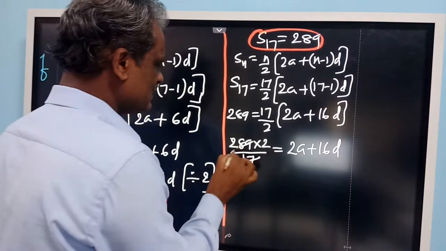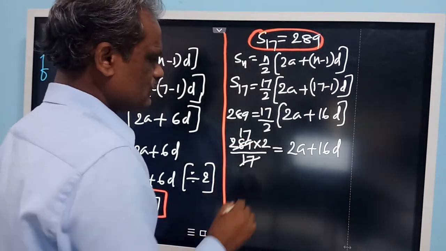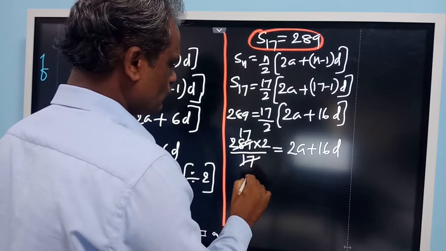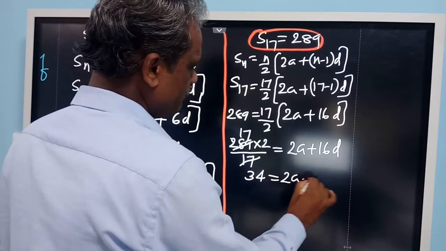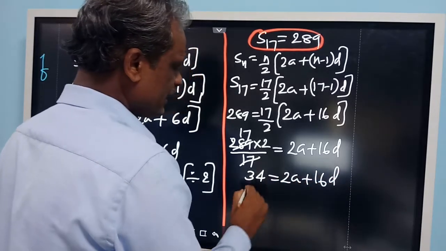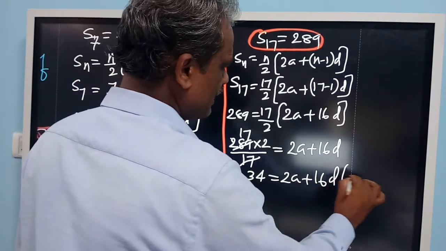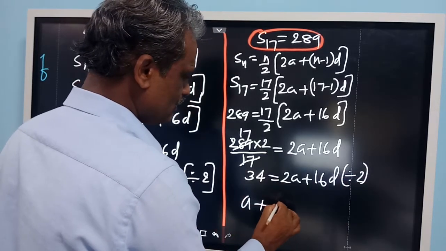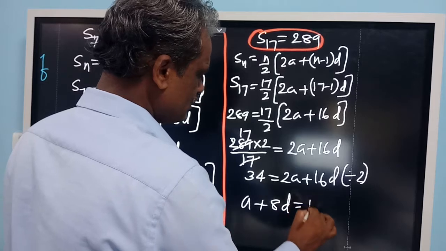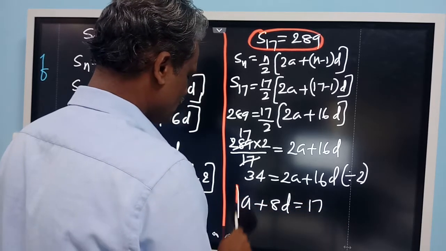Simplify this now. 17 ones are 17, 17s are 289. So now 17 into 2, 34 is equal to 2a plus 16d. Now you can divide this by 2 again and you will get a simple equation: a plus 8d is equal to 17. This is equation number 2.